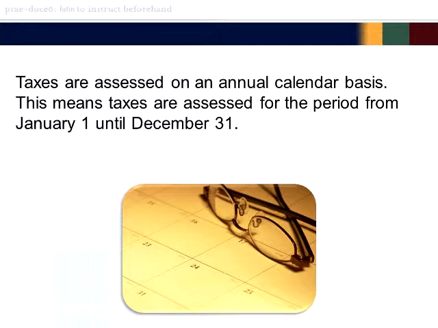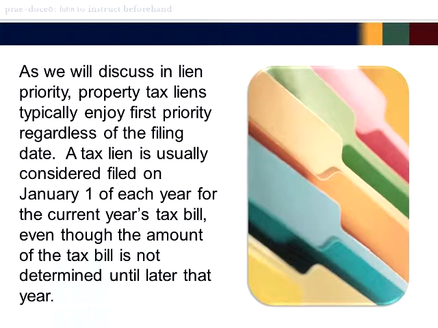This means taxes are assessed for the period from January 1 until December 31st. As we discussed in lien priority, property tax liens typically enjoy first priority regardless of the filing date. A tax lien is usually considered filed on January 1 of each year for the current year's tax bill, even though the amount of the tax bill is not determined until later that year.